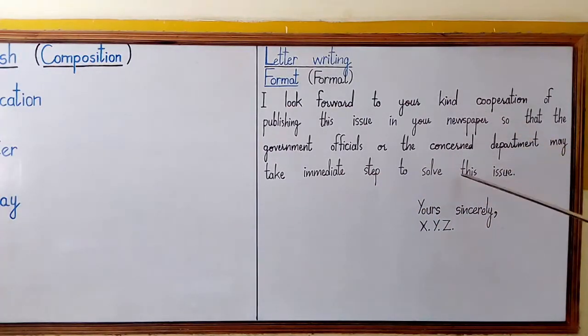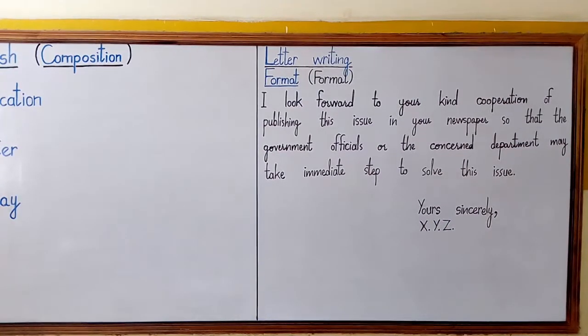And after this closing paragraph, you will skip one line here, and from the half of the page, from the right hand side, you will start the ending. Yours sincerely. You see, from the half of the page, from the right hand side, after skipping one line, you will start your ending. Yours sincerely, comma, X dot, Y dot, Z dot.